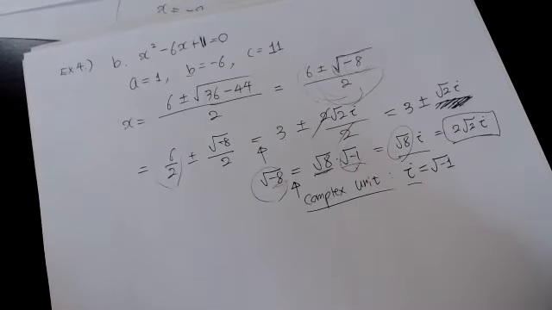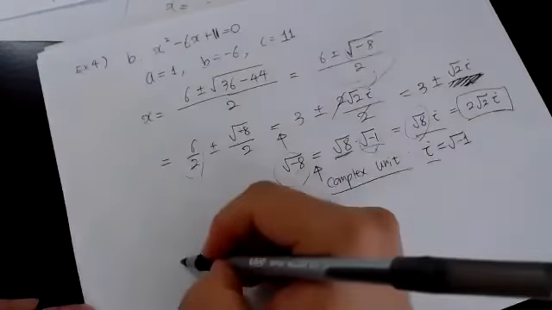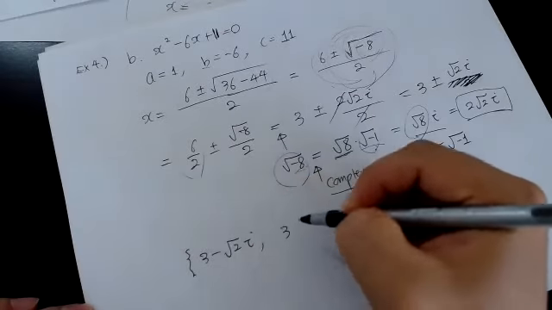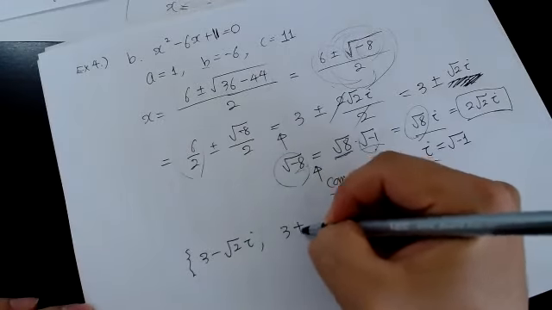So this equation has two imaginary solutions. The solution set must be 3 minus the square root of 2 i, comma, 3 plus the square root of 2 i.